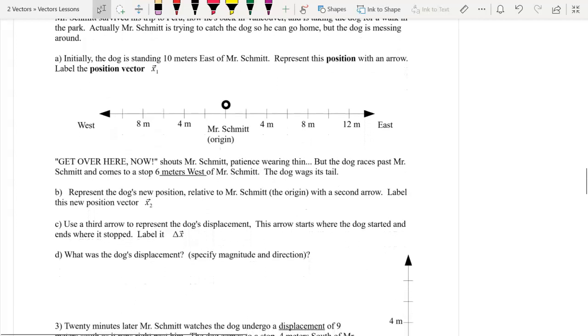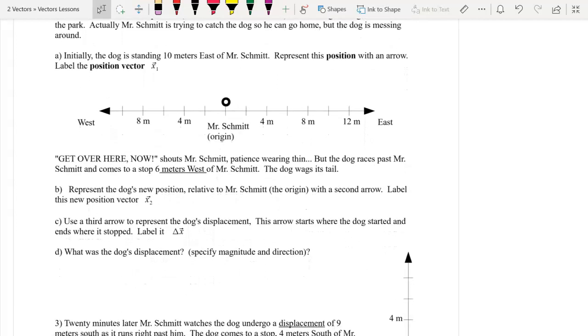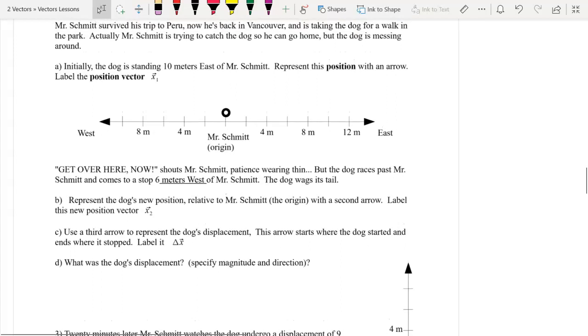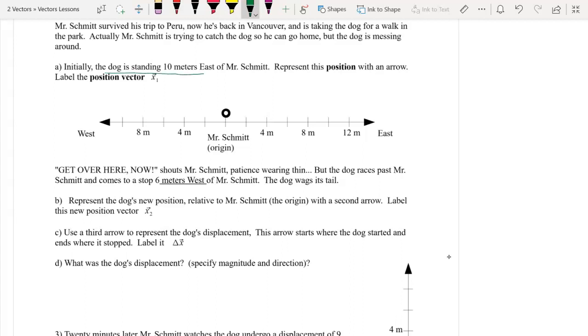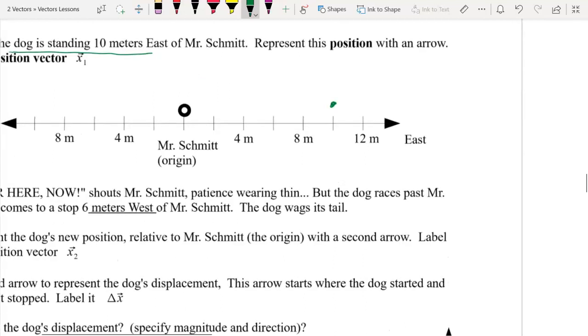Imagine I'm taking my dog for a walk at the park, and I'm trying to get the dog to come to me. And initially, this dog is standing 10 meters to the east of me, Mr. Schmidt. So here's the dog's initial position, and I'll represent that with this vector x1.